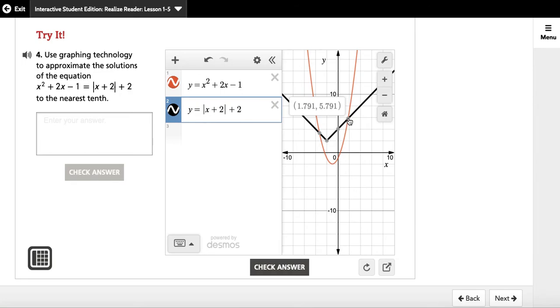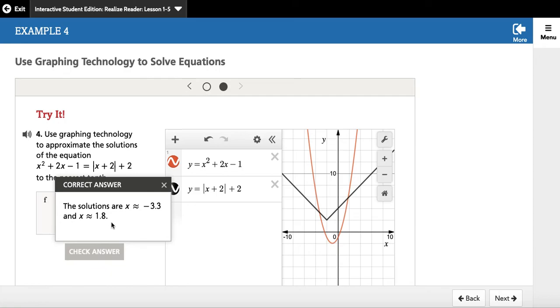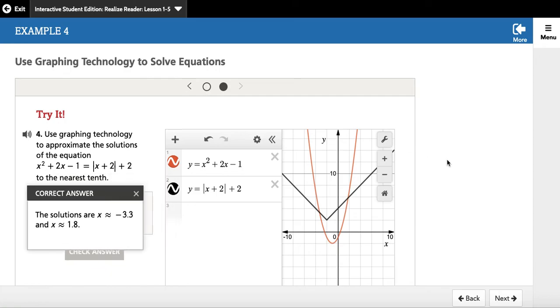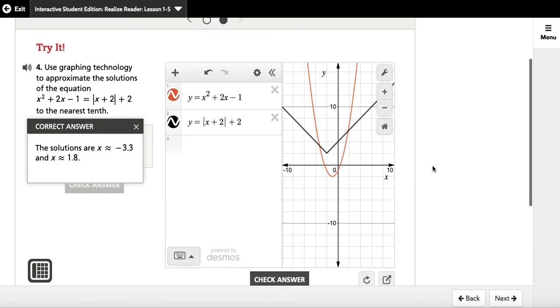Memorize those two numbers. 1.791. Oh, they said to the nearest tenth. Okay. So 1.8 and negative 3.3. So that's how you can use it with Desmos. And it actually went more than the tenth, didn't it? So that's good.